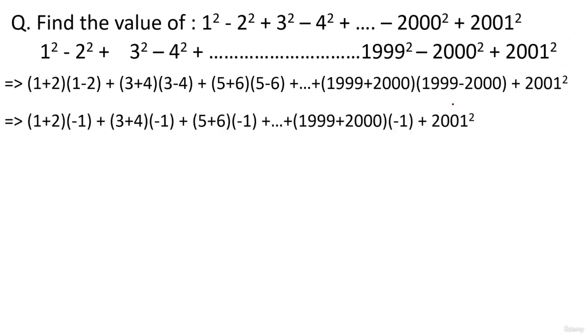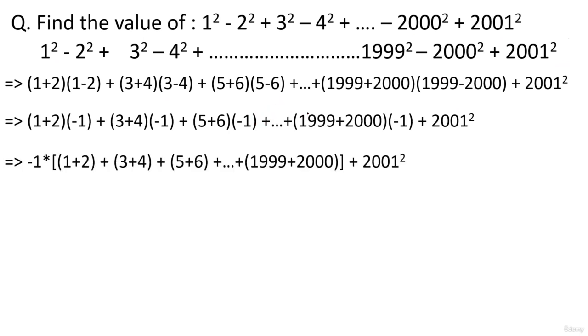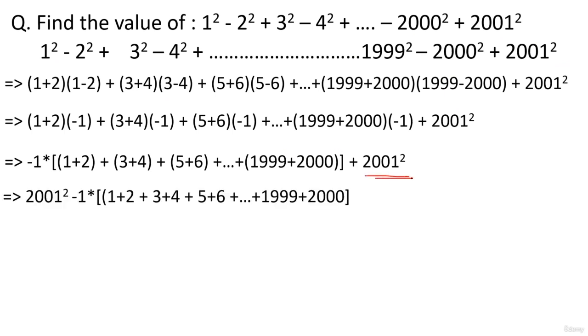So all these brackets will basically become minus 1, wherever there is a negative, the 1 minus 2, 3 minus 4 terms, right? And from all of these you can take a minus sign common. Okay, now what I'll do is I'll simply rearrange: write 2001 square first. Okay, and the remaining part is minus this part.